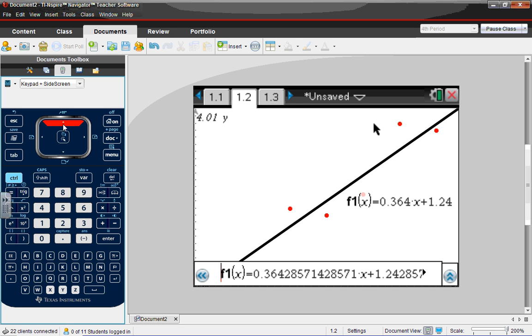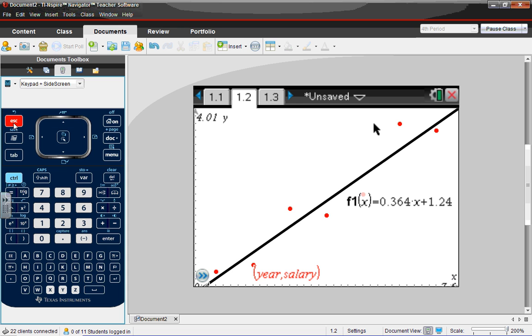Now, letter E, it says interpret the slope of the model in the context of the problem. What in the world is going on with this slope? Slope is 0.364. What is that? What is slope graphically? Rise over run. What does this mean? What's my rise? What's my run? My run is my y values. What's my y values?